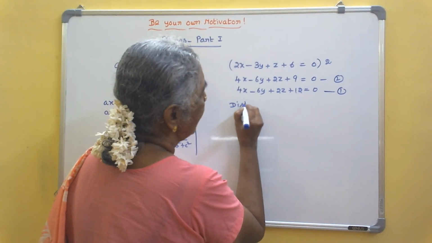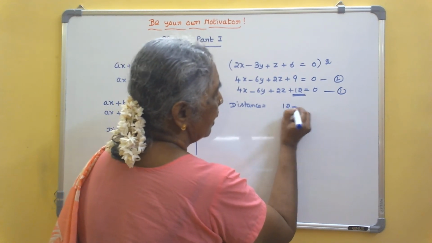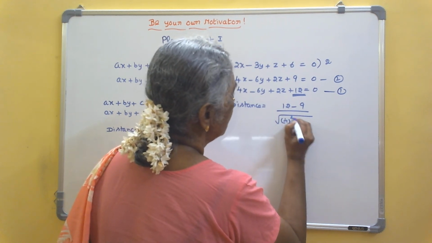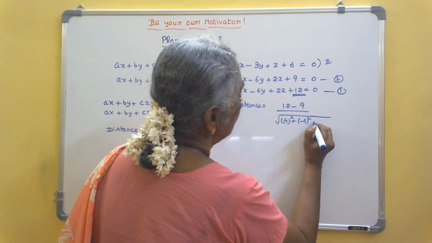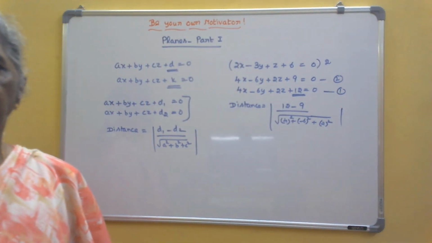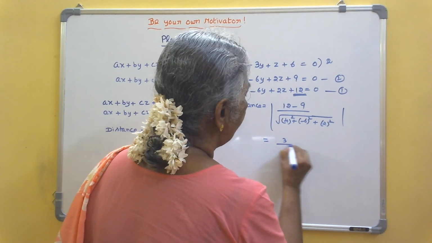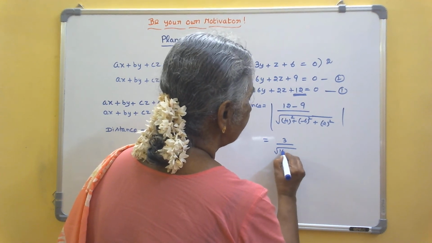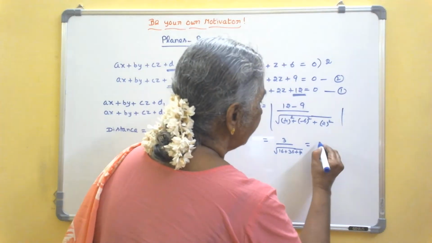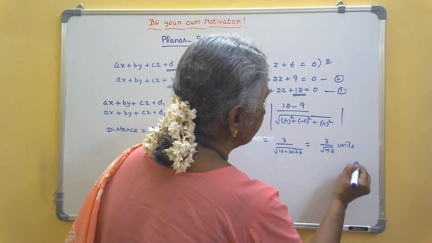Let us use the formula. Distance will be, this is the d1, isn't it? So, mod of 12 minus d2, which is 9, by root of a squared, that is 4 square, plus minus 6 the whole square, plus 2 the whole square. Then put your mod. Because d1 may be greater or d2 may be greater. Now you are getting 3 by root of, you will get 16 plus 36 plus 4, so 40, 56. So 3 by root 56 units.